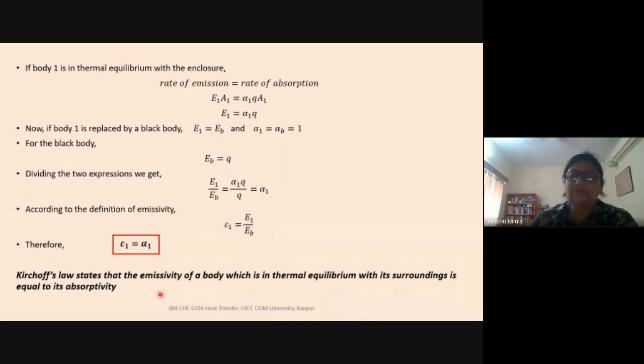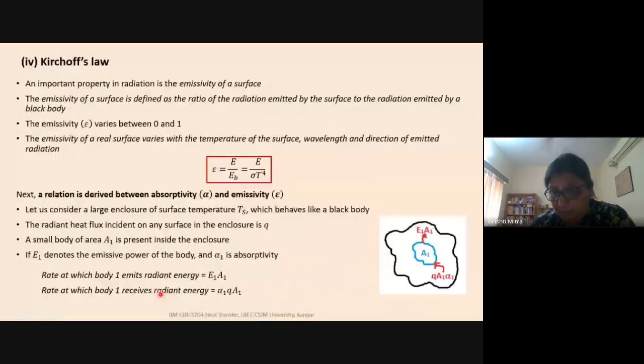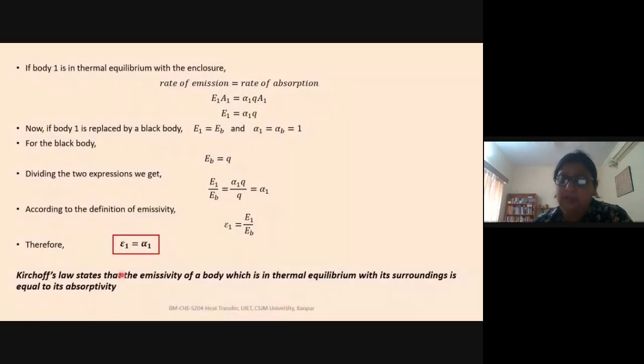So what does Kirchhoff's law state? Kirchhoff's law states that the emissivity of a body which is in thermal equilibrium with its surroundings is equal to its absorptivity. Because we are talking about body 1, which was in thermal equilibrium with the surroundings, the emissivity and the absorptivity both are equal to each other. This is given by Kirchhoff's law.